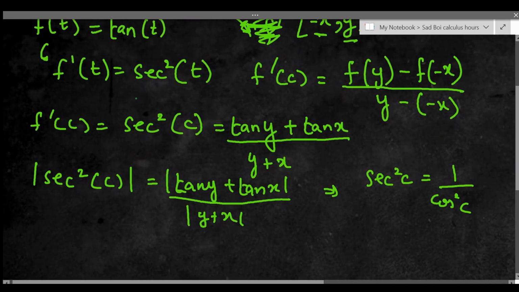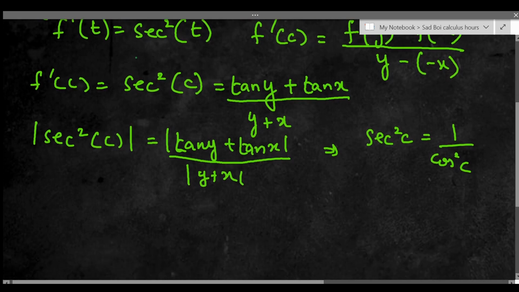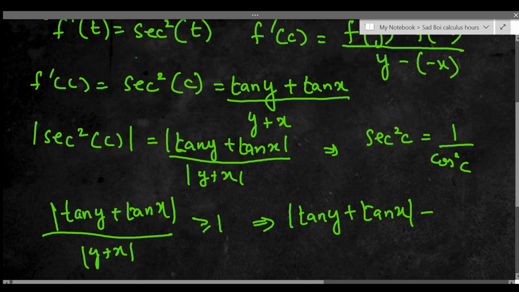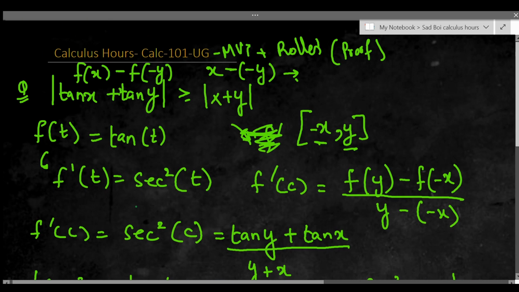Now when we've got a limiting factor for sec square c, we're going to substitute it in here. We're going to say that sec square c is equal to tan y plus tan x modulo over y plus x modulo. And since sec square c is always greater than 1, we have modulo tan y plus tan x greater than or equal to modulo x plus y, or y plus x, and that's what you wanted to prove.